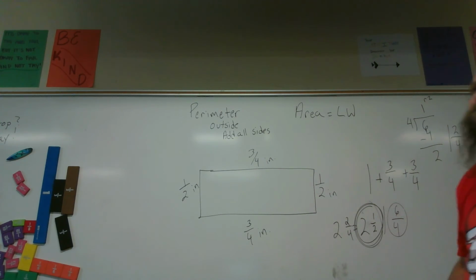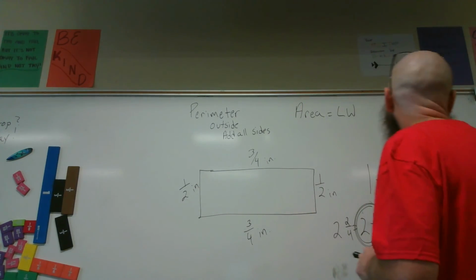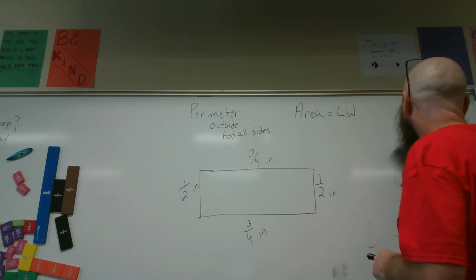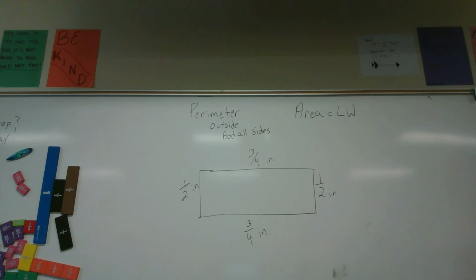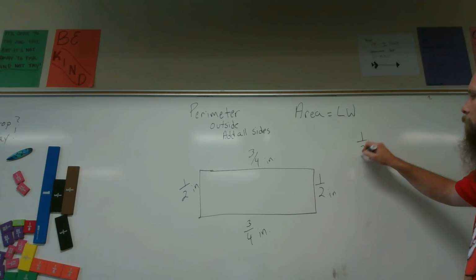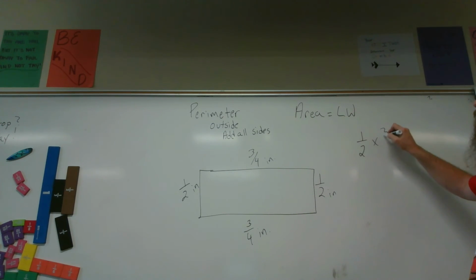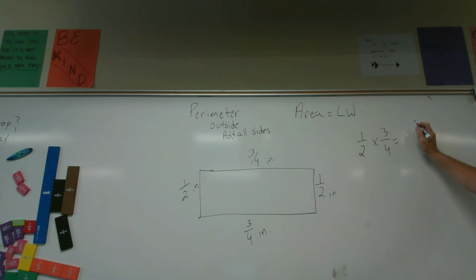Let's find the area of that same rectangle. I multiply length times width. 1/2 times 3/4 is 3/8 square inches.